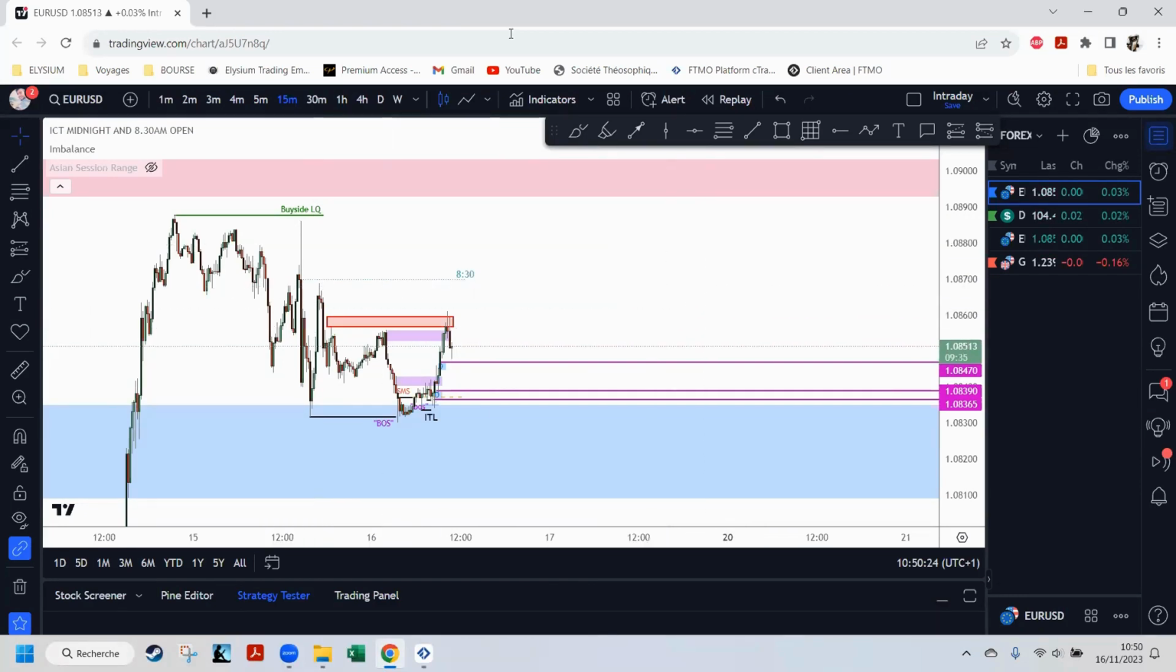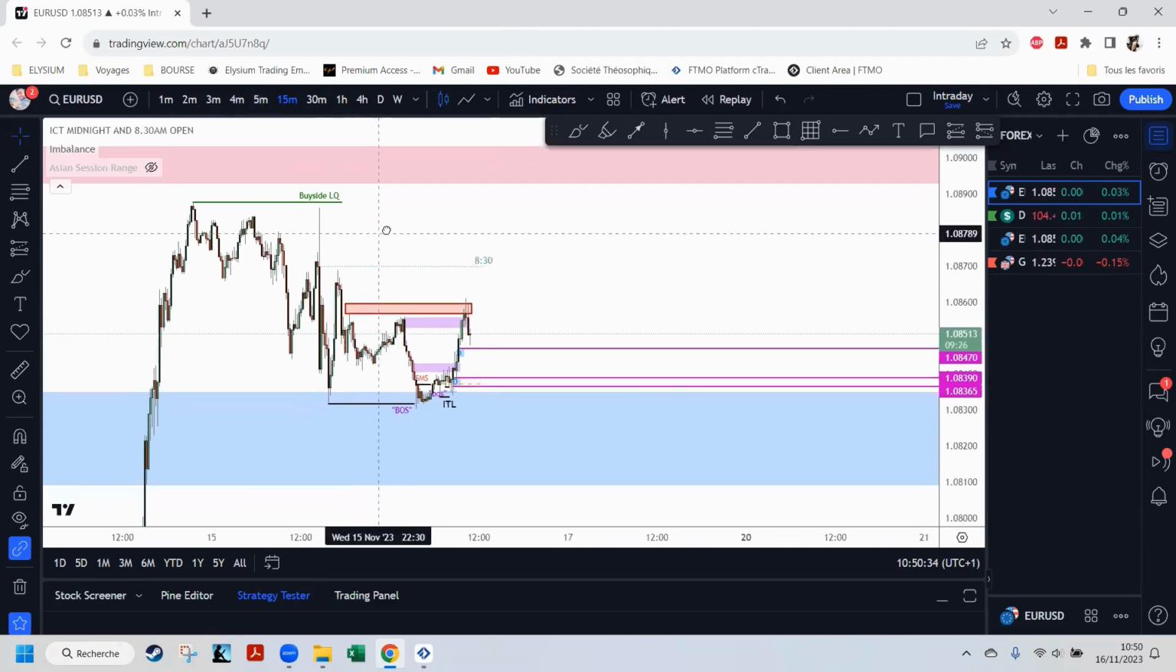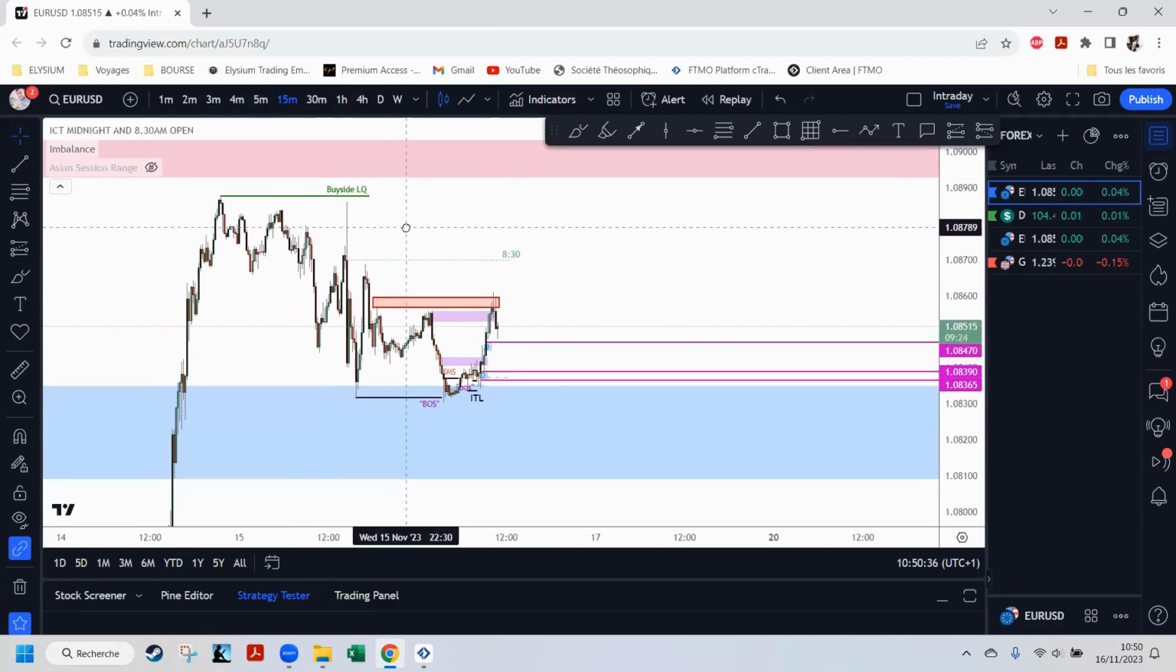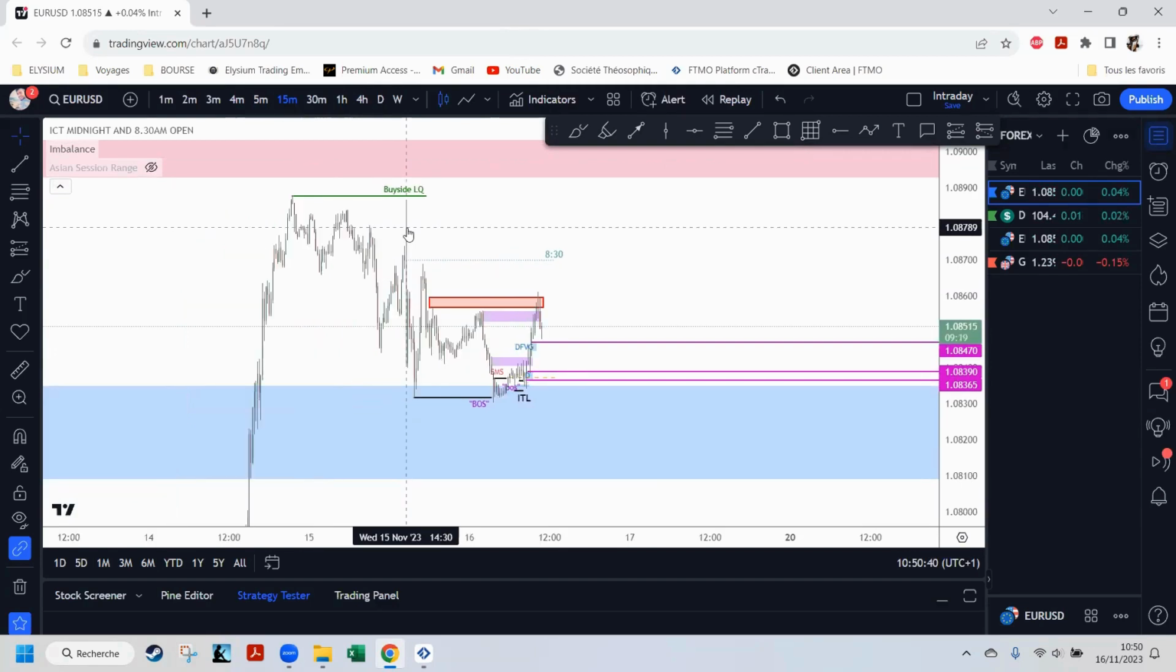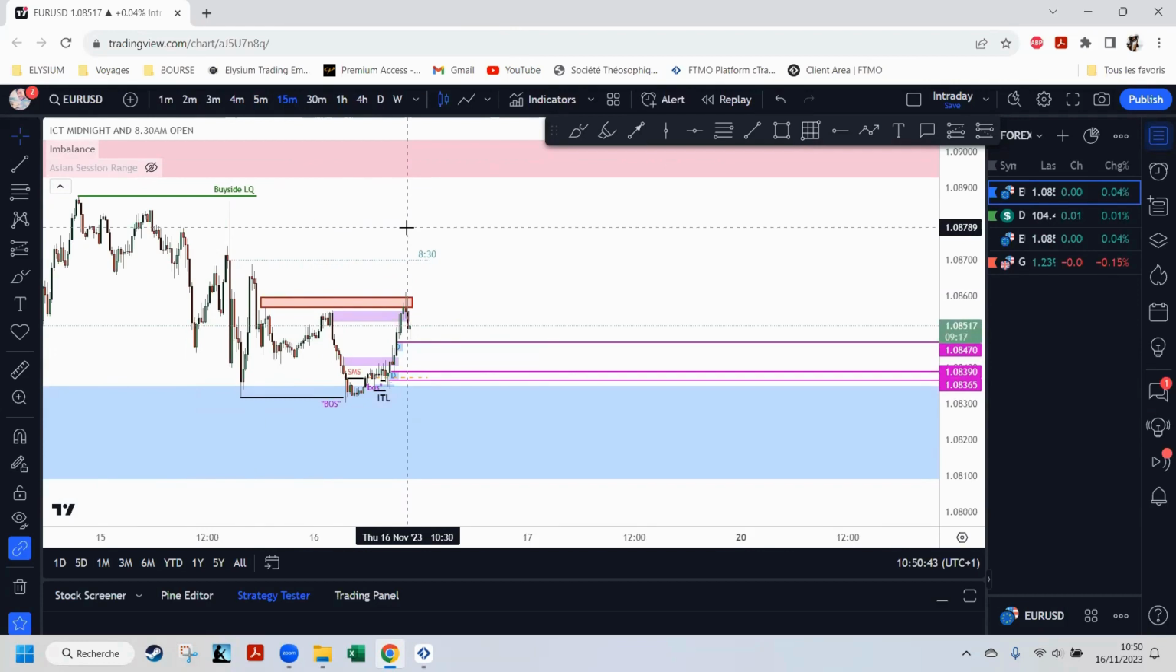Okay, so that's it for today. It was more of an educational video about the inverted fair value gap. And you can have many examples of the use of inverted fair value gap. And just watch your chart and now mark up both displacement fair value gap and also inverted fair value gaps. They are equally important. Okay.